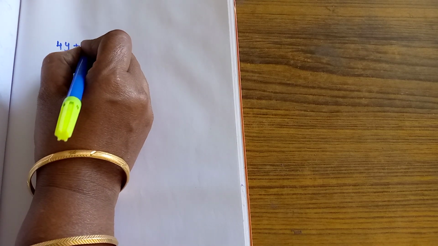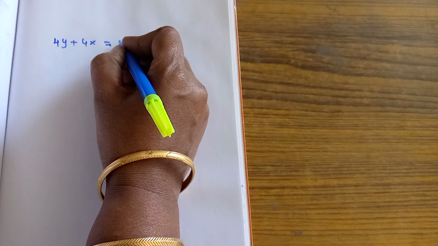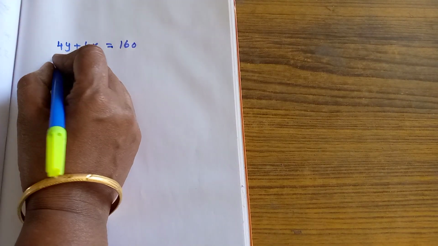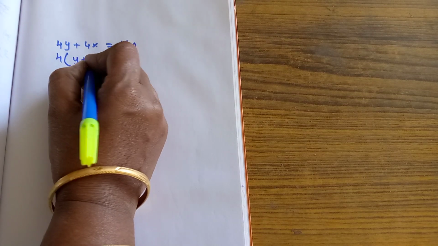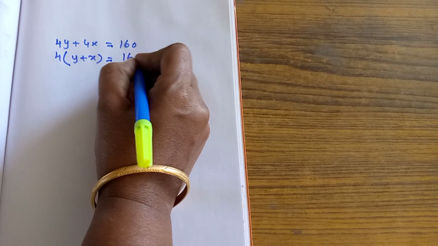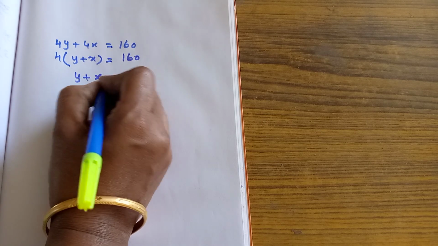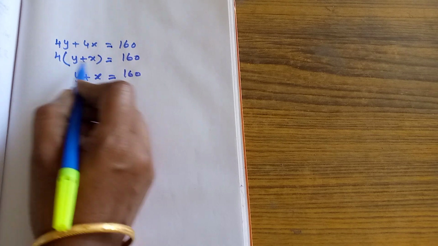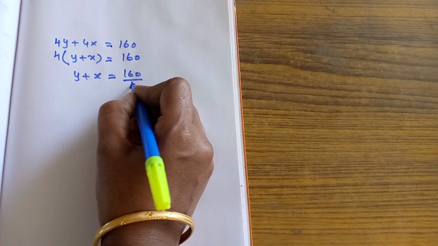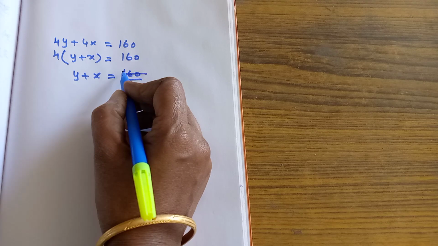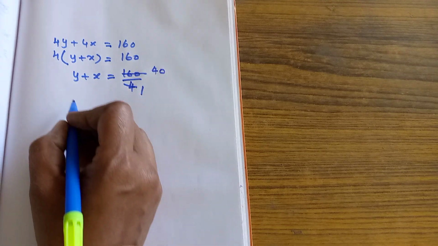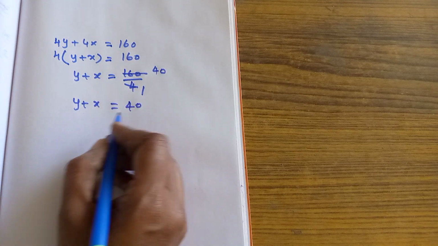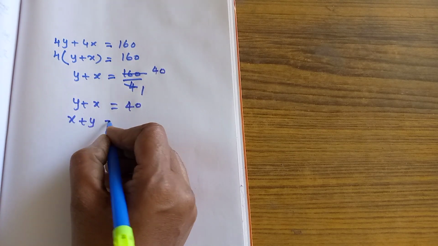4y plus 4x is equal to 180 minus 20, which is 160. Take the 4 common outside: 4 into y plus x equals 160. From here, y plus x equals 160. This 4 is in multiplication form; when we take it to this side, it becomes division. 160 divided by 4 is 40. So y plus x equals 40. Orderly written, that is x plus y equals 40.